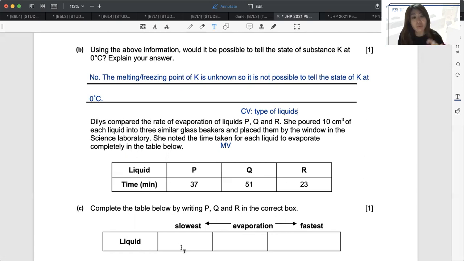Based on the table, based on the time taken for each liquid to evaporate, which one do you think evaporated the slowest? Of course, it took the longest time, right? So in this case, it's 51 minutes, which is your Q, followed by P, and the fastest one, the one that took the shortest time to evaporate, is of course your liquid R. A 3-mark question, simple.